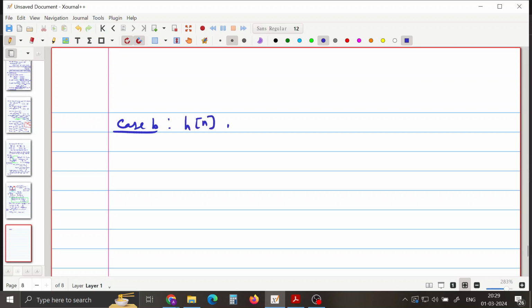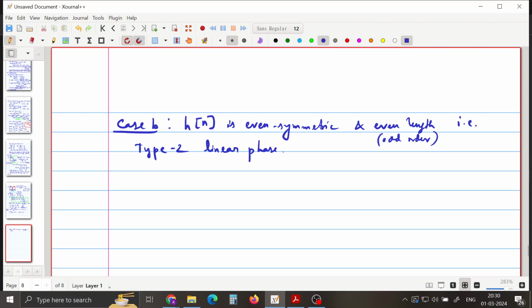So H of n is even symmetric and even length, which means odd order. This corresponds to a type 2 linear phase FIR filter. We have also mentioned it in our first table, basically the table that we have drawn. The second row was corresponding to type 2, which has this set of properties.